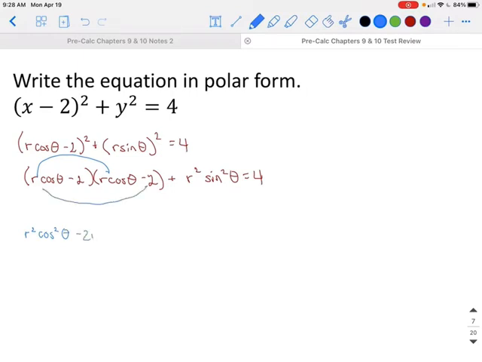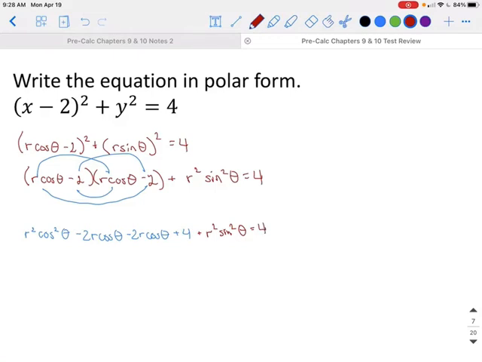Outside will be negative 2r cosine of theta. Inside will be negative 2r cosine of theta. And last, negative 2 times negative 2 gives us a positive 4. And then we still have all the rest of the part of our equation.